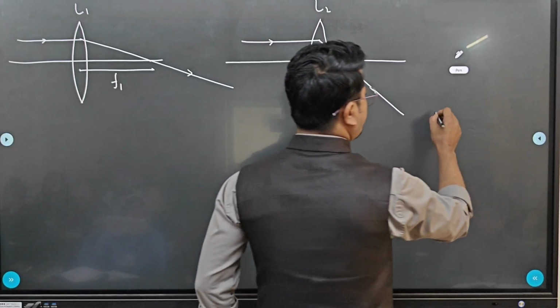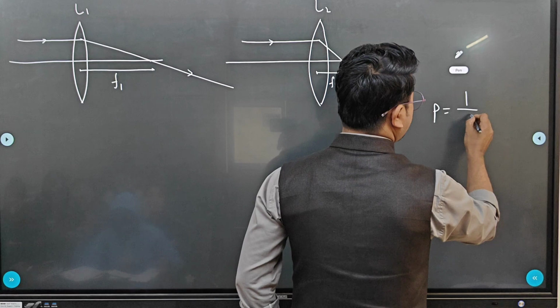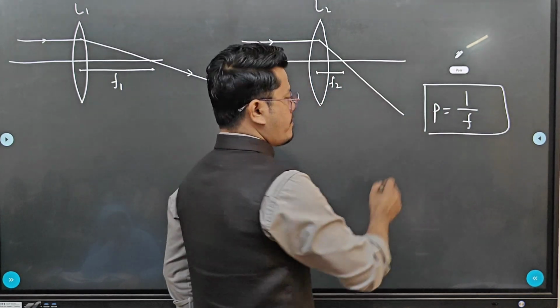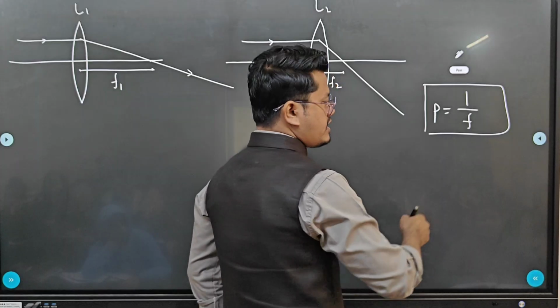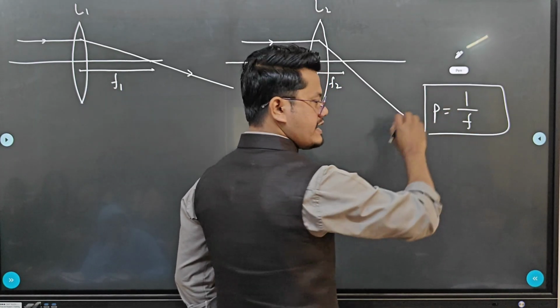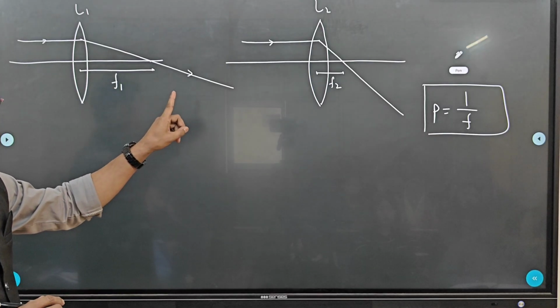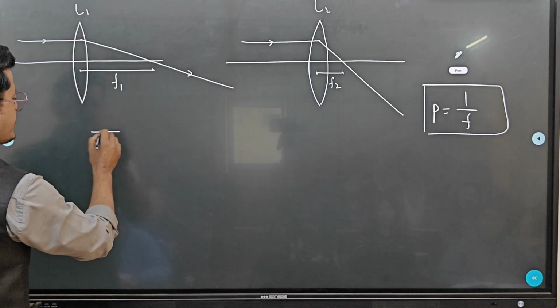So from here also we can easily derive the idea that focal length and power need to be reciprocal to each other. More power, less focal length. Got it? More focal length, less power, right? This is in case of convex. You can easily determine in case of concave also.